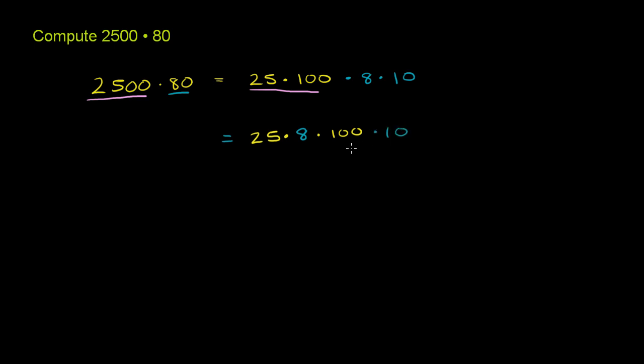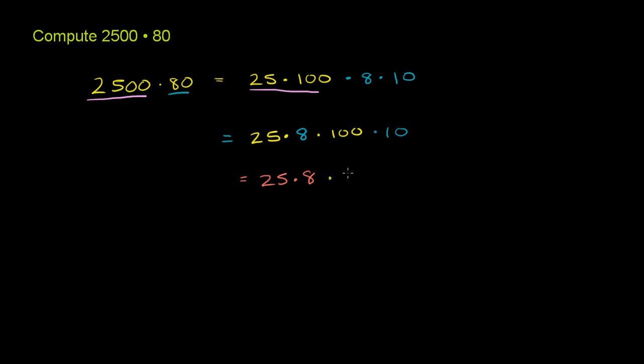And in the future, you're going to be able to do this in your head. But I really want to show you why you can do this in your head. Why you can just multiply 25 times 8 and then worry about the zeros. So what's this going to be equal to? This is equal to 25 times 8. And what's 100 times 10? Well, 100 times 10 is 1,000. You maybe do that in your head.